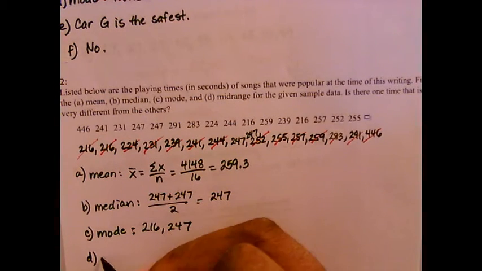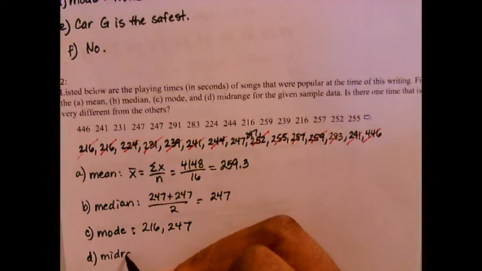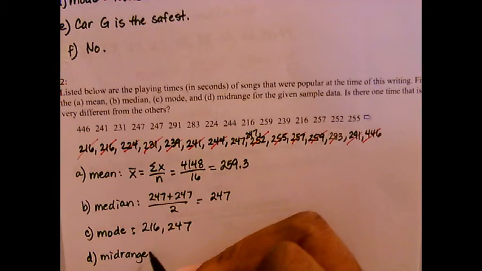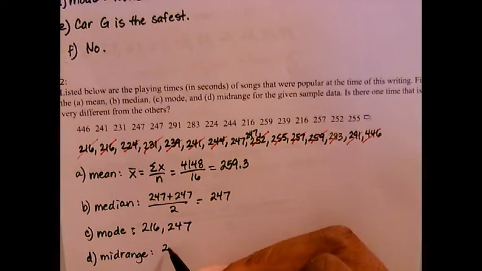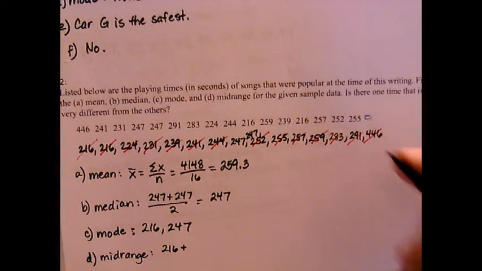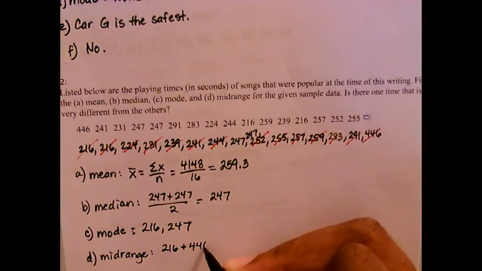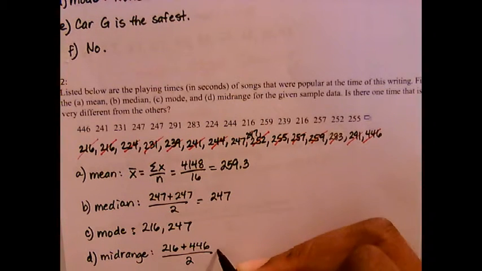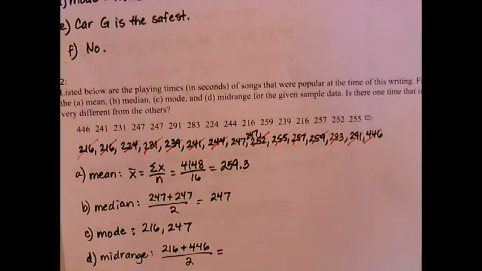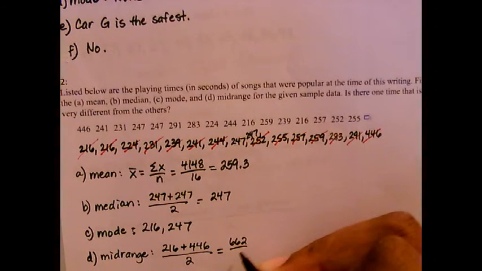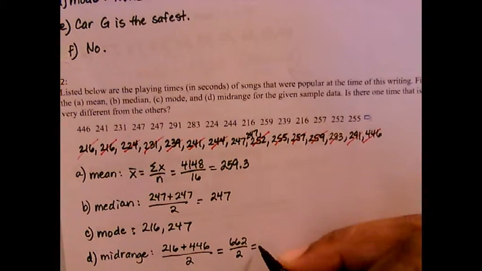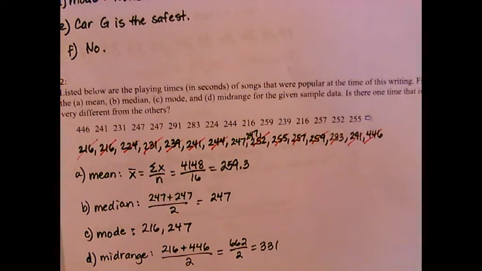And then the mid-range. Now the mid-range is taking the minimum data value, which is 216, plus the maximum data value, which is 446, and divide by 2. So if you add 216 and 446, you're going to get 662. 662 divided by 2 would be 331. So for this data set, the mid-range is 331.